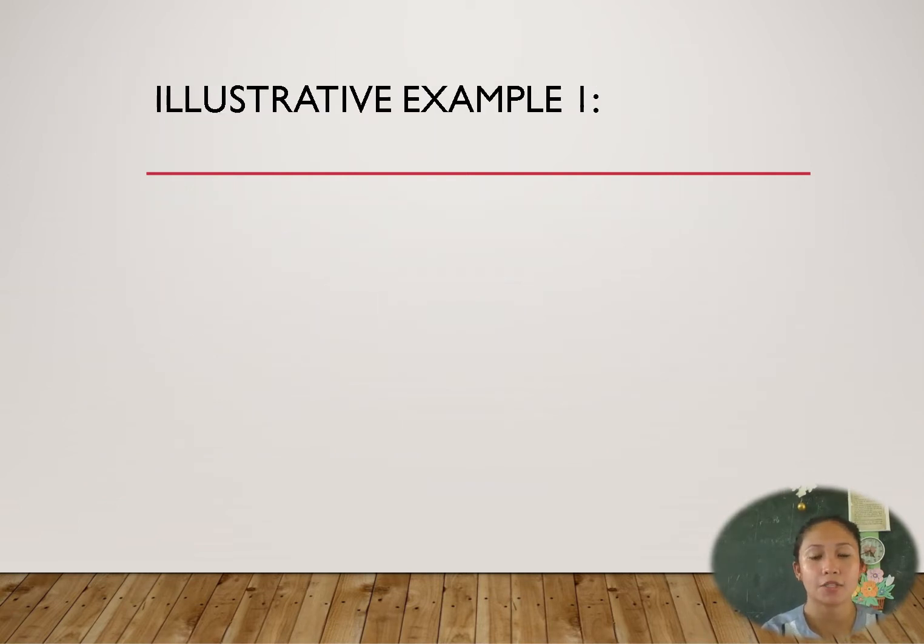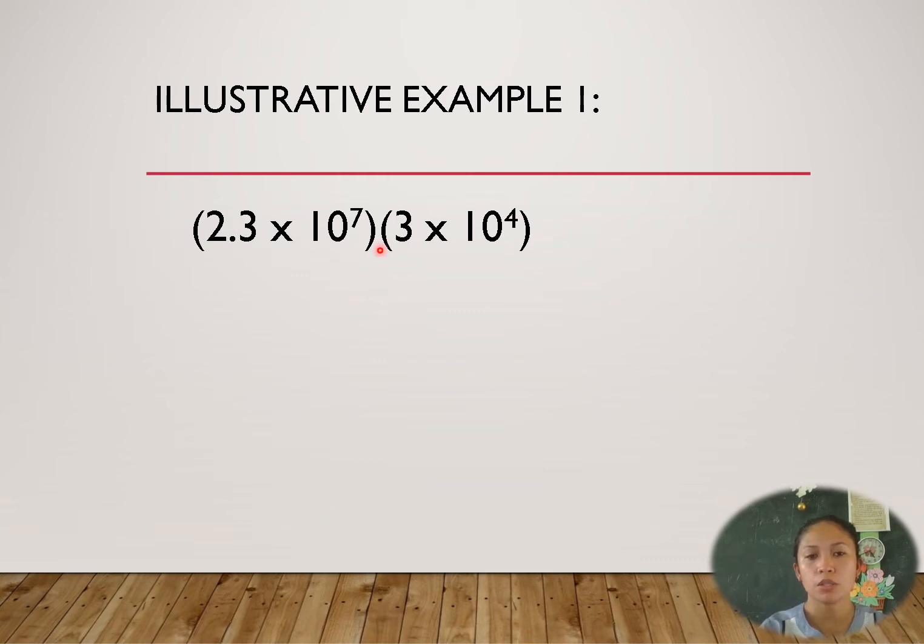Let's now apply the different laws of exponents in multiplying and dividing numbers in scientific notation. Let's begin with the multiplication of numbers written in scientific notation. Here is our first illustrative example: 2.3 times 10 to the power of 7 multiplied by 3 times 10 to the power of 4. Take note that this parenthesis here means multiplication.